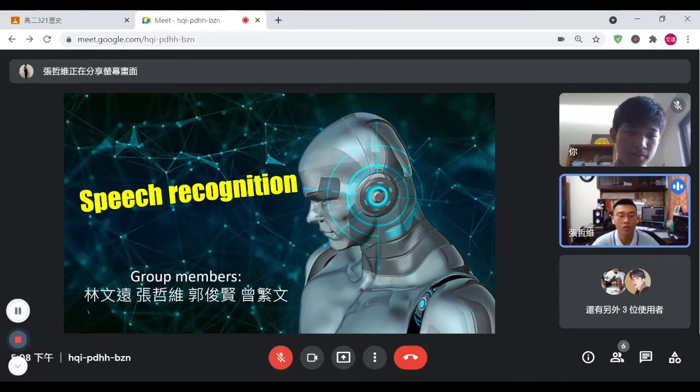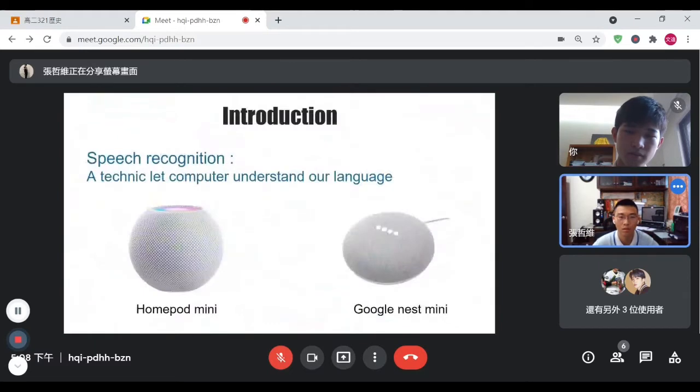What our team is going to introduce today is speech recognition. As you may already know, speech recognition is a technique which lets the computer understand what we're talking about. But that isn't the most important part of it.